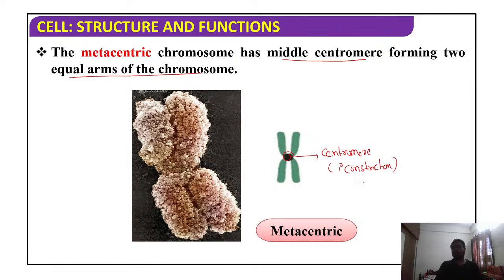Centromere is also called as what, guys? Primary constriction. So the metacentric chromosome has a middle centromere forming two equal arms of the chromosome. You see here, both are equal arms. So that type of chromosome, we refer to as metacentric.